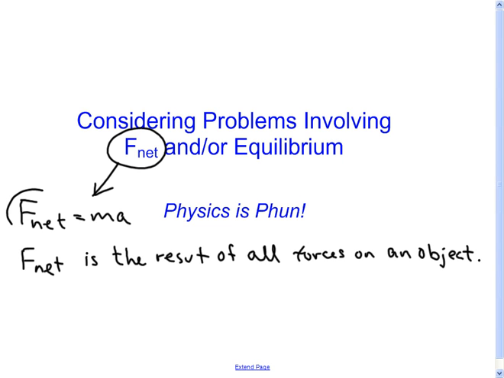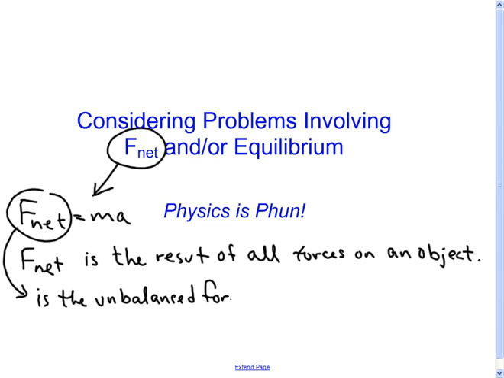The Fnet is the unbalanced force that causes a change in velocity.